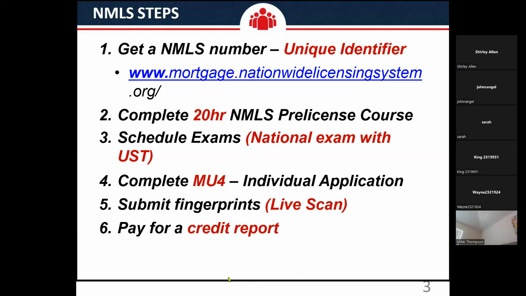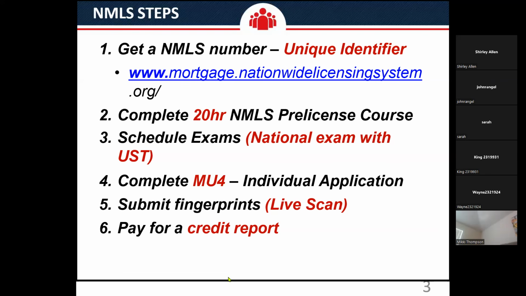On the test, I will ask you things like how many hours do you have to complete? What's the national exam? What does UST stand for? Uniform State Test Component. What is the MU4? The MU4 is considered the individual application. It's where you're just really getting started. And then what else do you have to do?